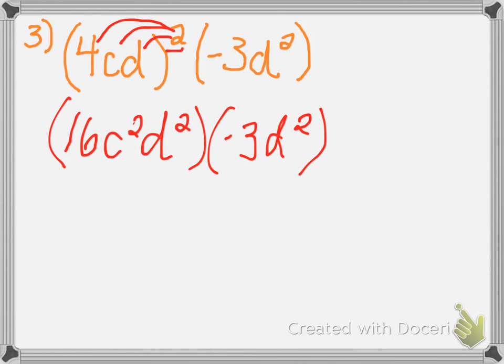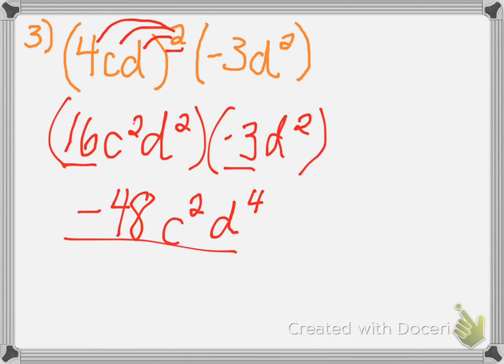Now all your exponents are on the inside. So we have c squared, which means you're going to add your exponents together. So when you look at your d's, 2 plus 2 is 4. Then you're going to multiply your numbers. 16 times negative 3 is negative 48. And then this is your answer.